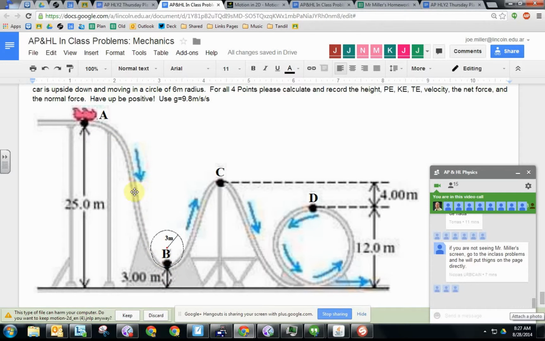Because the cart, as it comes around B, is kind of going in a circle at that moment. And so you have a centripetal force upward that has to be there. It has to be a net force. And so the normal force will be bigger than gravity at B. The normal force has to be bigger than gravity. At C, sorry, I'm going to get through this, then I'm going to stop the video.